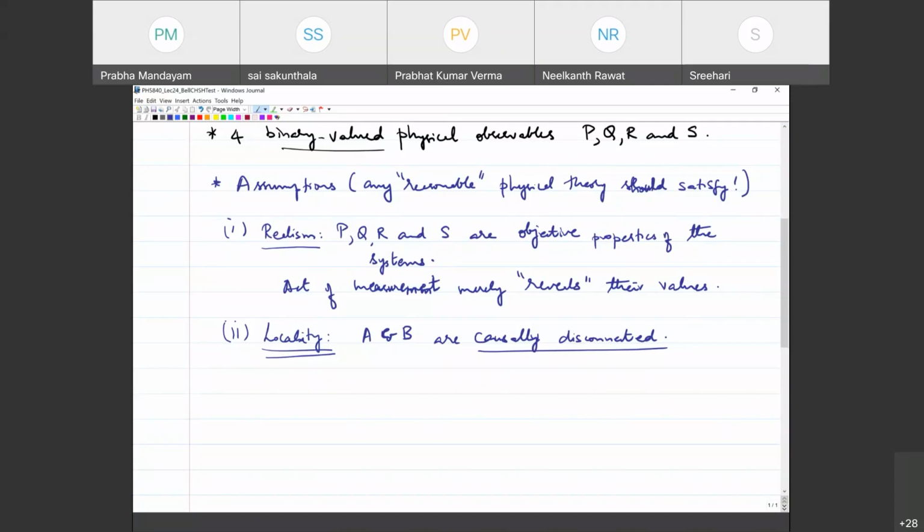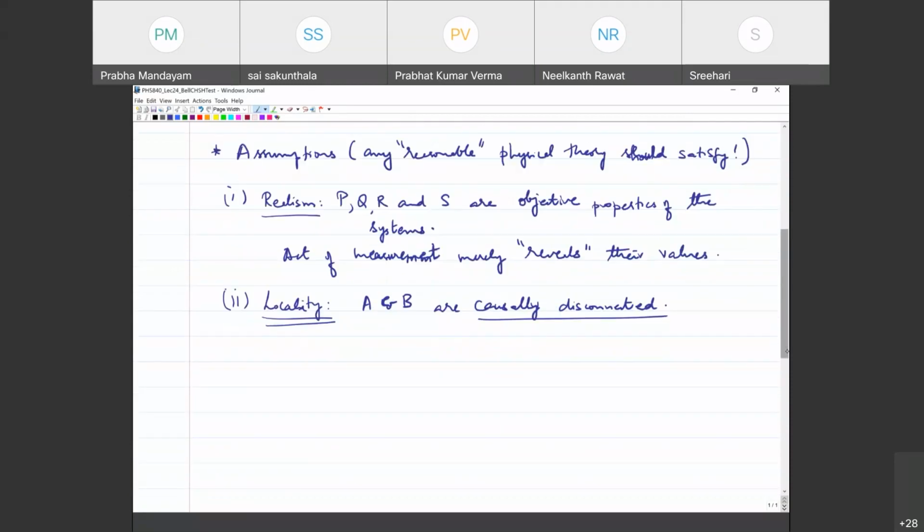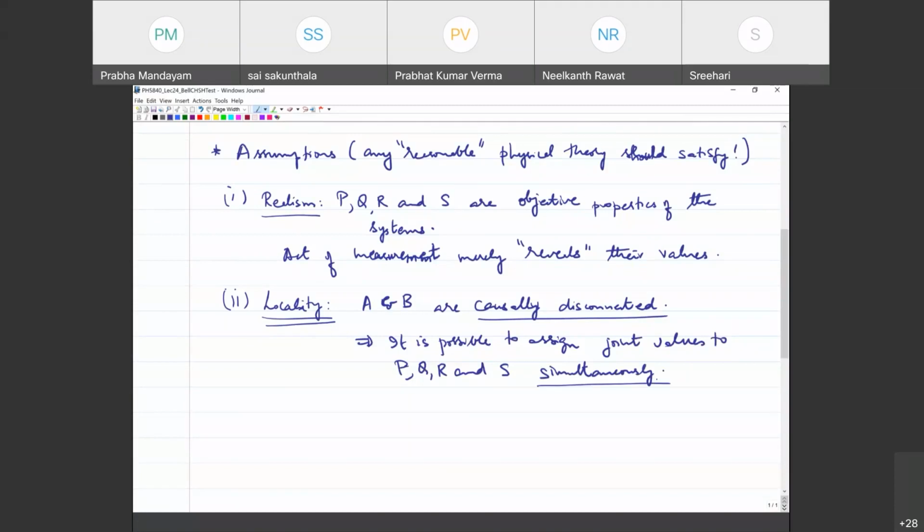In the language of probability, we will say that these are independent events. A deciding to measure something and A observing something is independent of B deciding to measure something and B observing something, right? That's the assumption, that they're causally disconnected. And so it is possible to assign joint values to P, Q, R, and S simultaneously. This is important, this word. So the idea is that A and B perform their measurements at the same time.